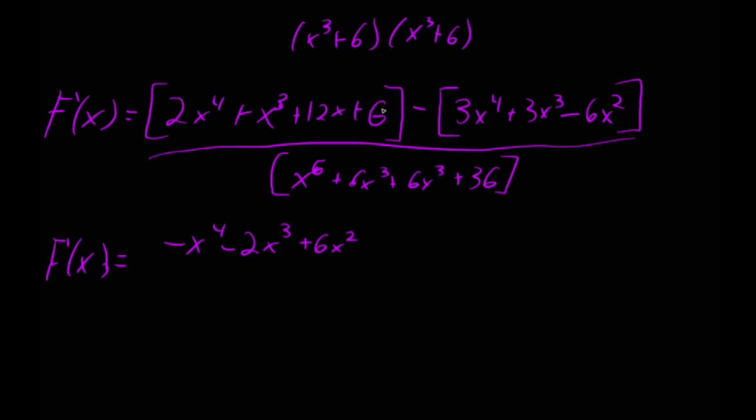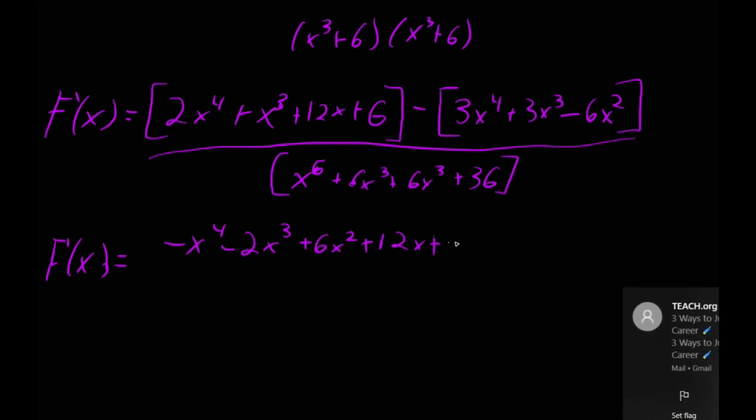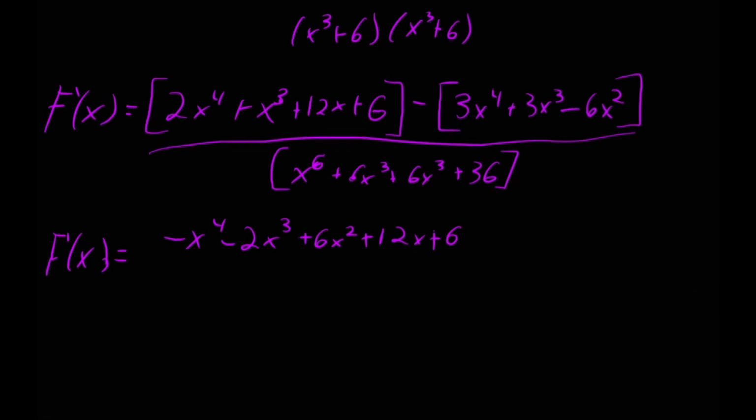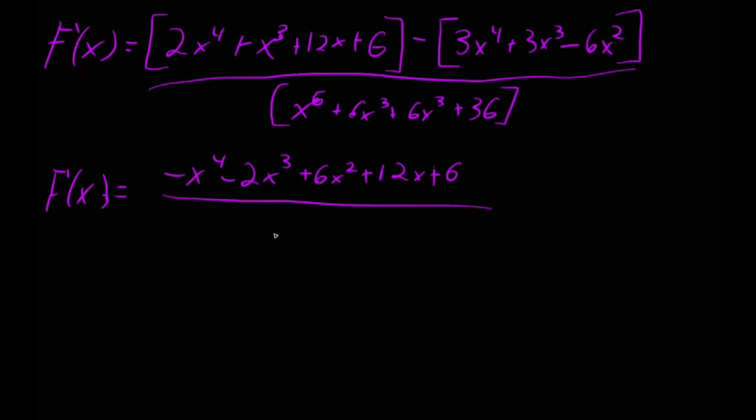And then our plus 12x will also stay. And then plus 6, and then all of that over x to the sixth plus 6x cubed. Well, we can actually go ahead and combine those terms in our denominator. So that becomes 12x cubed, plus 36.